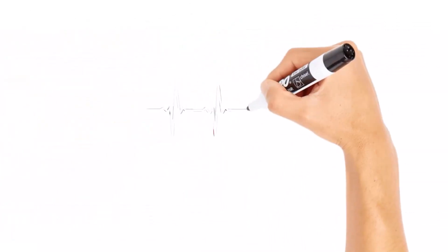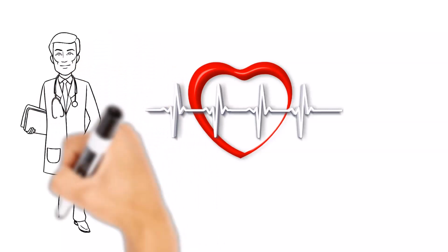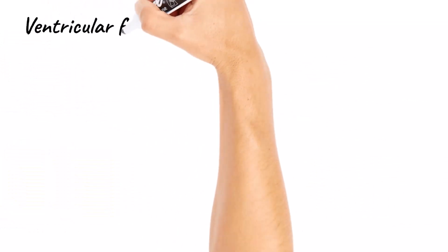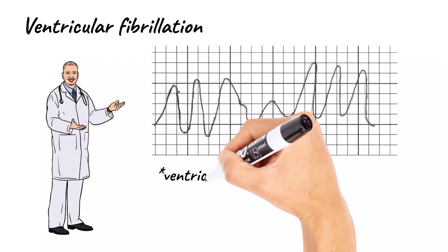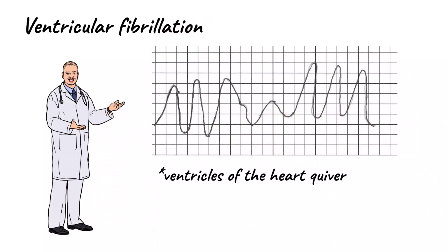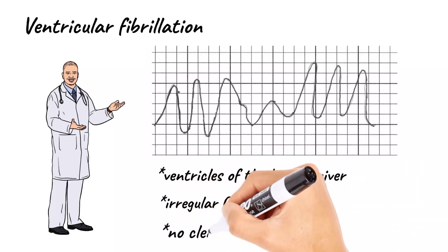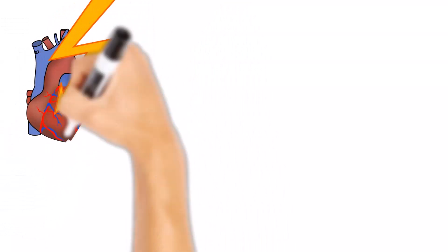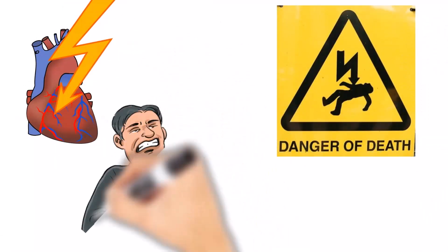Now that we've looked at what a normal EKG looks like, let's take a look at some EKGs that are abnormal, that look a little different. Here's one that shows ventricular fibrillation. This is an abnormal rhythm where the ventricles of the heart quiver. This is shown on the EKG by irregular QRS complexes without any clear P waves. This can occur due to coronary heart disease, electric shock, or cardiomyopathy.